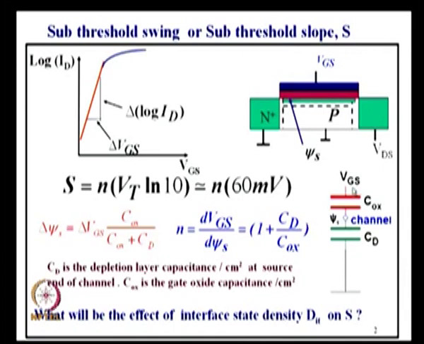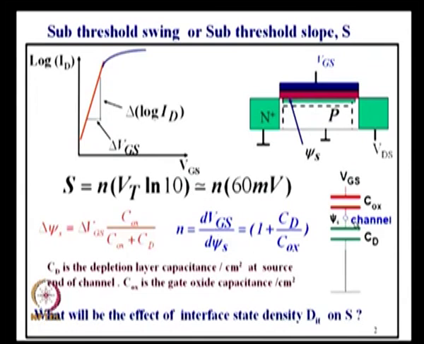And we also wrote, since psi of s is less than VGS, VGS by n is equal to psi of s. So, then delta VGS by delta psi of s will be n. So, that n is actually the coupling factor, the ratio of these two, psi of s and VGS.